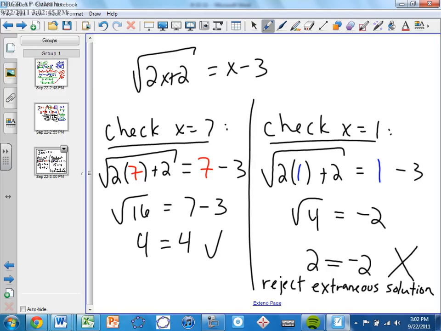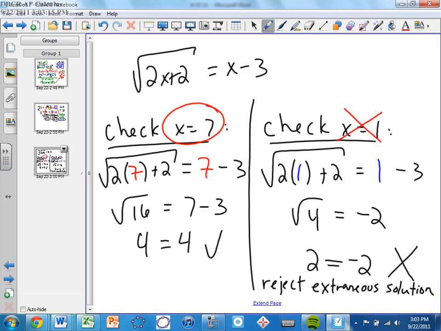What does extraneous mean? What does extra mean? Leftover, something that you don't need, right? Extraneous means the other solution that really didn't count for us. It's an extra solution that actually does not fit the case. It is like an apparent solution. But again, we reject it, meaning it is not the answer. So the answer that we're going to finish with in the end is x equals 7. x does not equal 1.